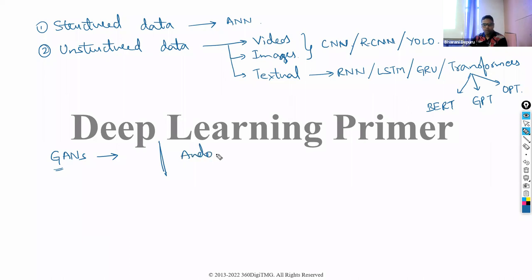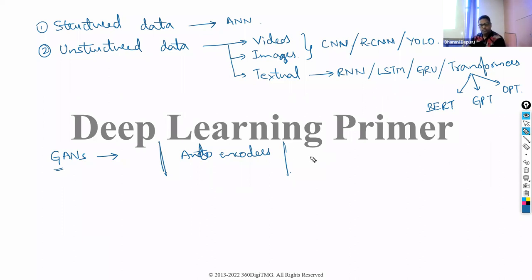Then we have something called as auto encoders, which is used to reduce the size of the data into smaller size. You can think about this as dimension reduction techniques, such as principal component analysis, or singular value decomposition, or factor analysis. All these are dimension reduction techniques. You have a lot of variants pertaining to auto encoders as well.